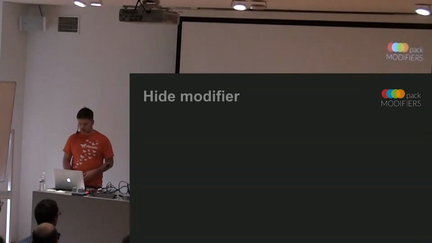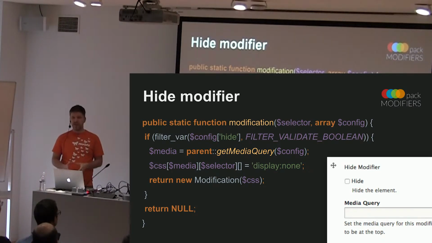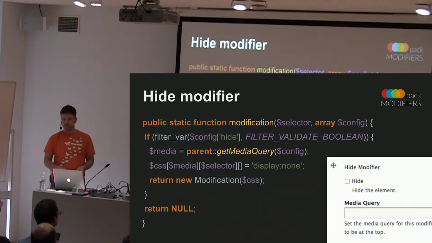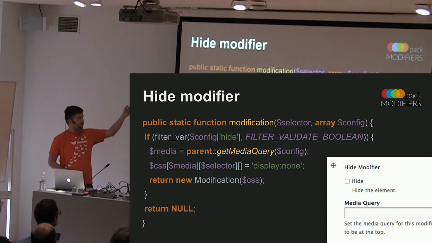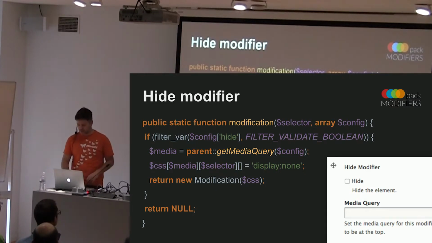So next one is the hide modifier. It's the simplest modifier which is in the pack. You can see the UI is just simple. It's one checkbox. So if you check it, it will hide the element which it is attached to. It will provide a display none, so it's just hiding with CSS, and this is the code for it. So you can see that we are checking if the checkbox is really checked, and if so, we are taking the media query from it and constructing the CSS which is then output on the page. So this is really simple, and you can write modifiers like this with ease.